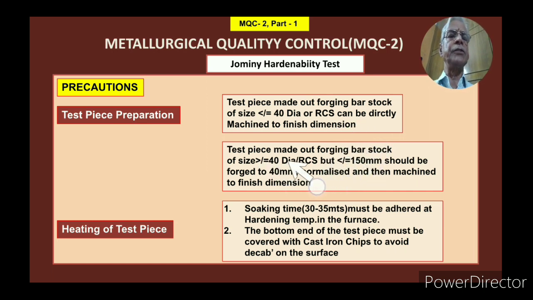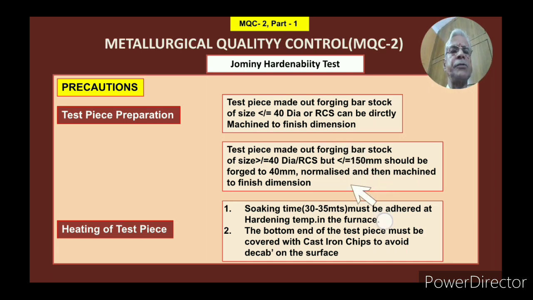But in case of test piece made out of forging bar stock of size more than 40 dia or RCS, but less than 150, it should be first forged to 40 millimeter dia, normalized, and then machined to finished dimension. Is it clear? Okay, because if the size is more than 40 millimeter and less than 150 millimeter, then first it has to be forged to 40 mm diameter, and then it has to be normalized and then machined to finished dimension. This is the test piece preparation requirement. This has to be maintained to get the real value.